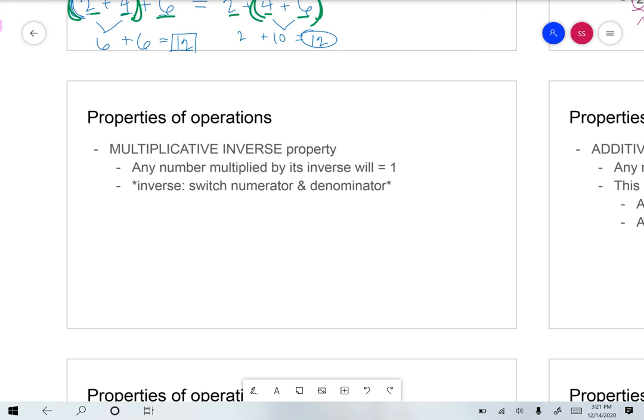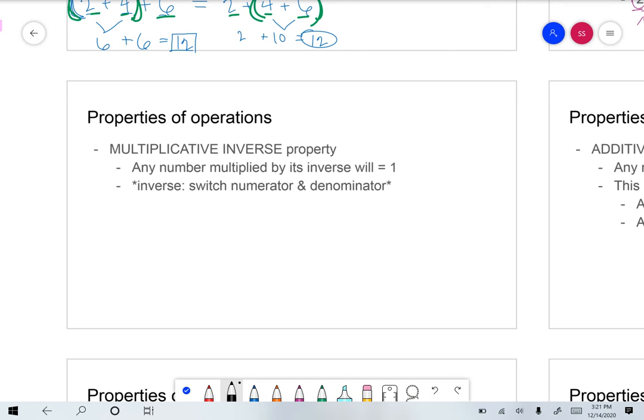Let's talk about multiplicative inverse. And you have seen this before, actually, when dividing fractions. So think back to keep, change, flip. I don't actually like that saying. I usually use multiply by the inverse, which is where this will make more sense.